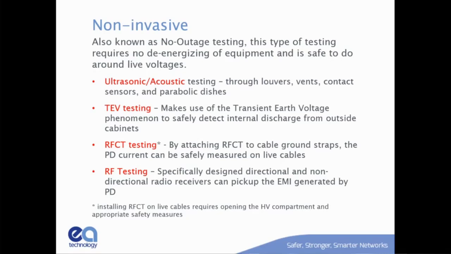And then RF testing, basically you're looking to pick up any kind of signal that might be generated, the EMI that's generated by the PD with a radio receiver. Again, you're listening. And by listening, you're not going to certainly harm anything. So the tests we're doing are clearly non-invasive. They're not going to cause an outage. They're not going to cause anything to fail.